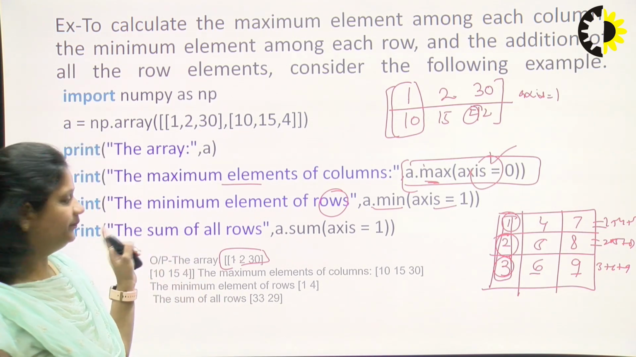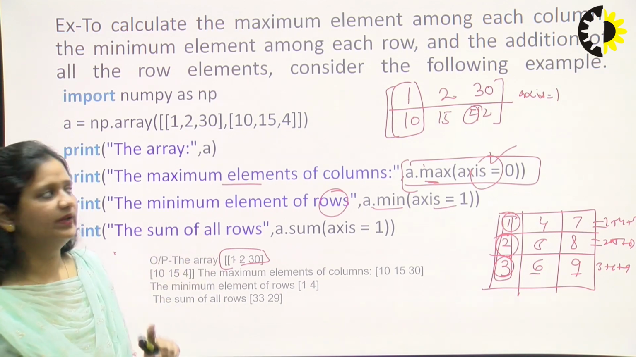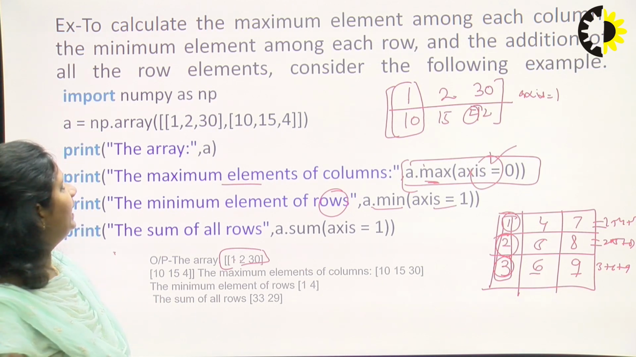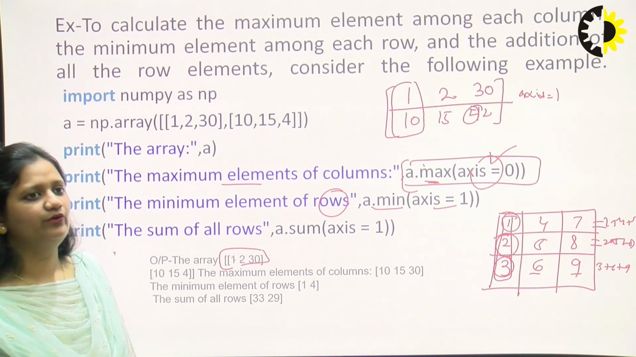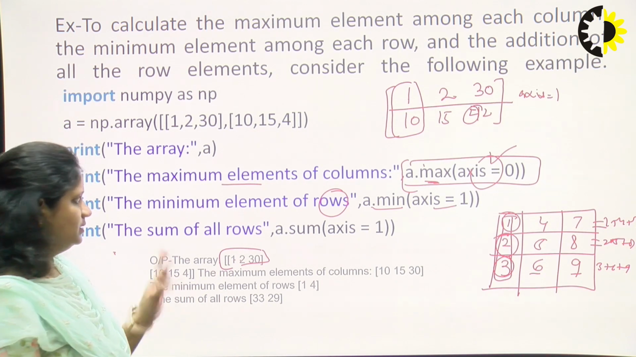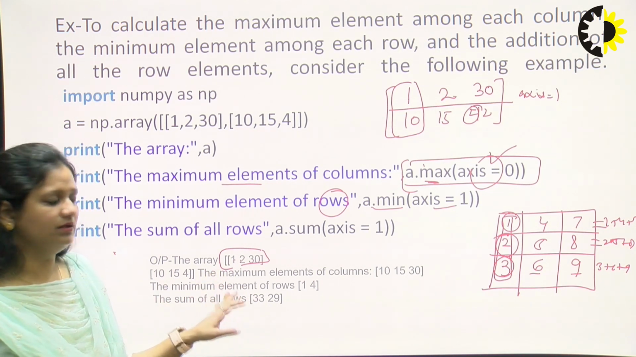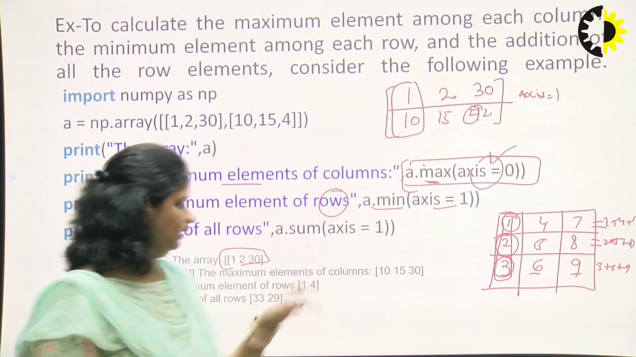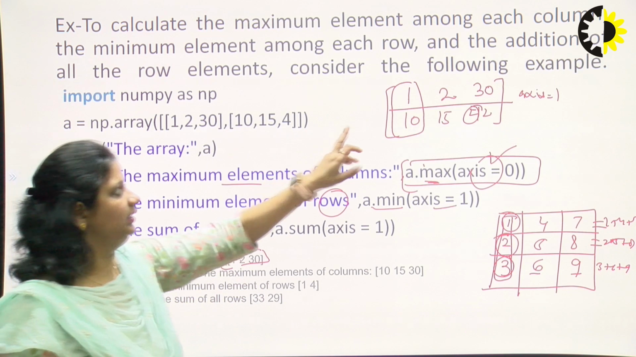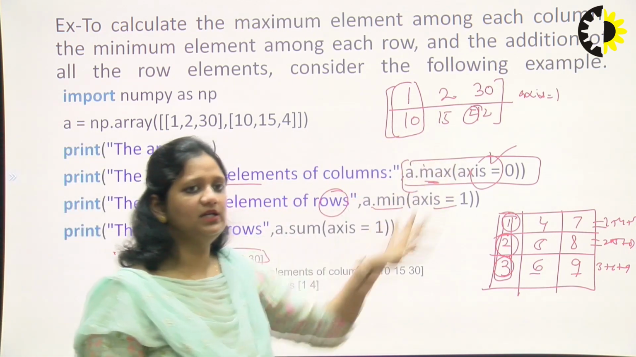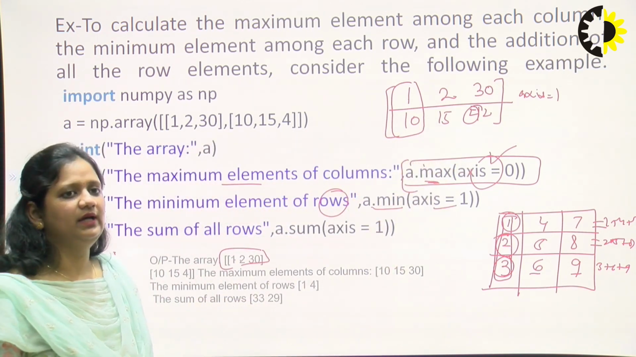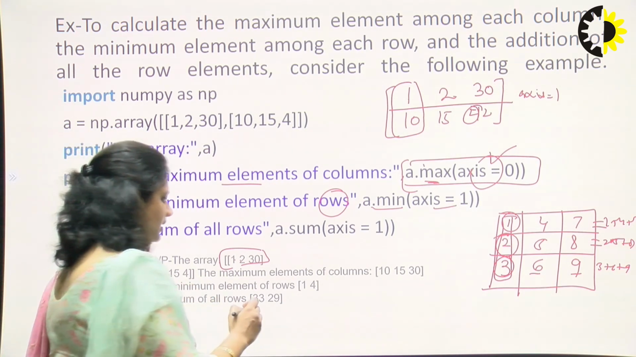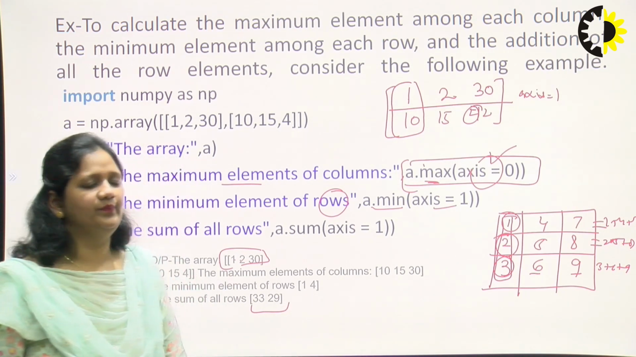Third statement, the sum of all rows. In the program, the third thing we have to find is the addition of all the row elements, the summation, or we can say the sum of each row. 1 plus 2 plus 30, what will be the output? 33. 10 plus 15 plus 4, what will be the output? That is 29. So the sum of all rows will be like this.